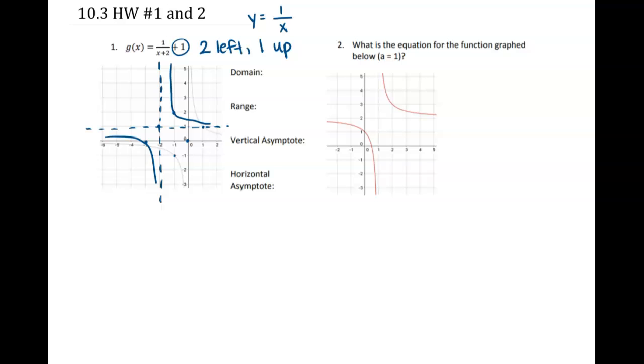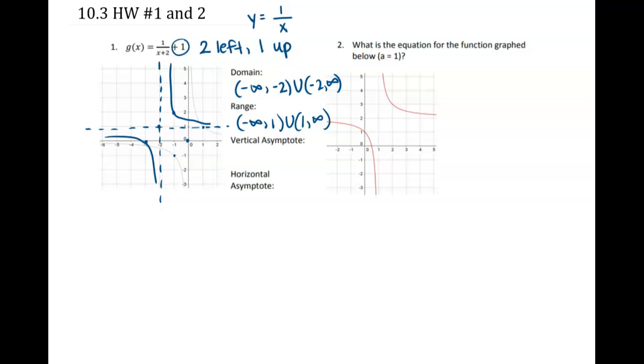Our domain, it looks like the function exists everywhere except for at x equals -2. So our domain is -infinity to -2 union, because -2 itself doesn't exist, or rather the function doesn't exist there, -2 to infinity. And then the range, it exists everywhere except for y equals 1. So the range is -infinity to 1 union 1 to infinity.